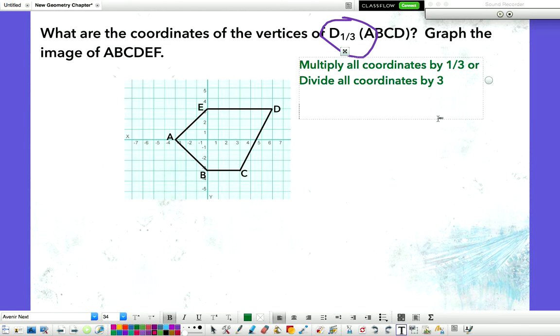Okay, so let's take a look here. My A, -3, 0. B, 0, -3. C is 3, -3. D is 6, 3. And then E is 0, 3. Let me make sure that's right.